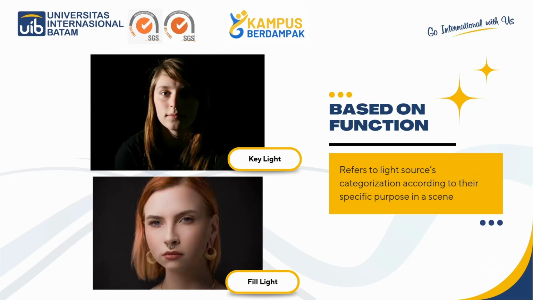Next, we have based on functions. This refers to the light source categorization according to their specific purpose in a scene. There's two types. The first one is key light, the primary and the strongest light source. It sets the overall exposure of a photo. Next, we have the fill light. This is the secondary, a much dimmer light used to fill in the dark shadows created by the key light.